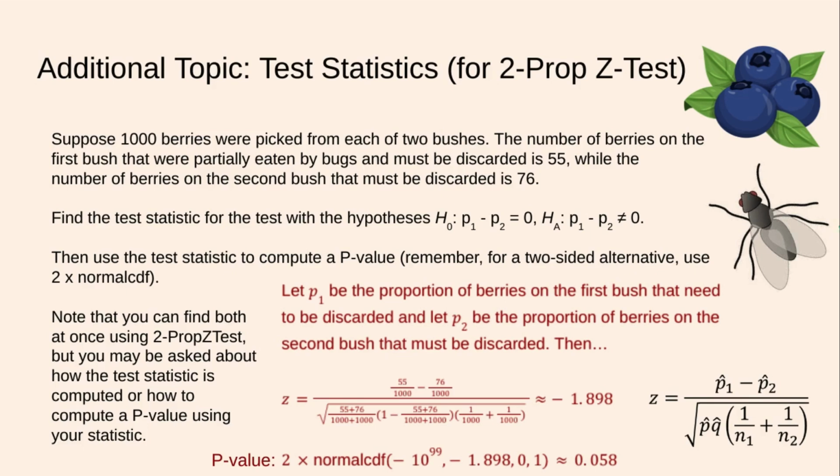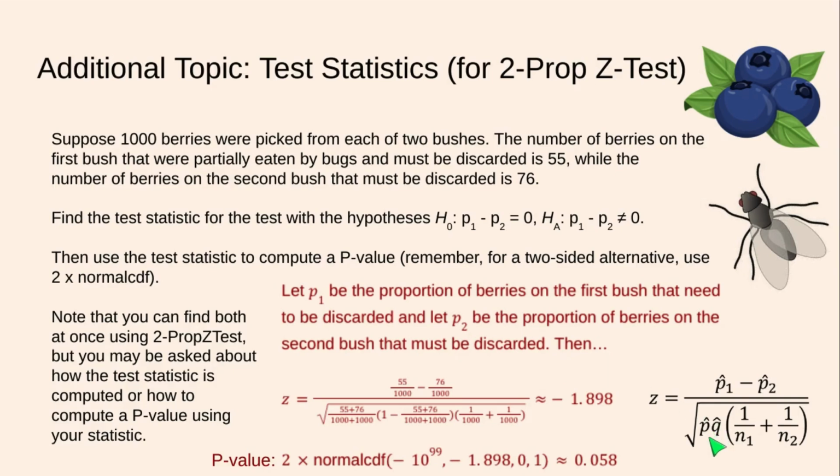Let's break this down. So first we need P hat 1 and P hat 2, our difference of sample proportions. Our first sample proportion is 55 out of 1,000. Our second sample proportion is 76 out of 1,000. So right off the bat, we should be expecting a negative number. So we're hoping to get a negative number, and in fact we do. The denominator is by far the more interesting part. So let's look at that.